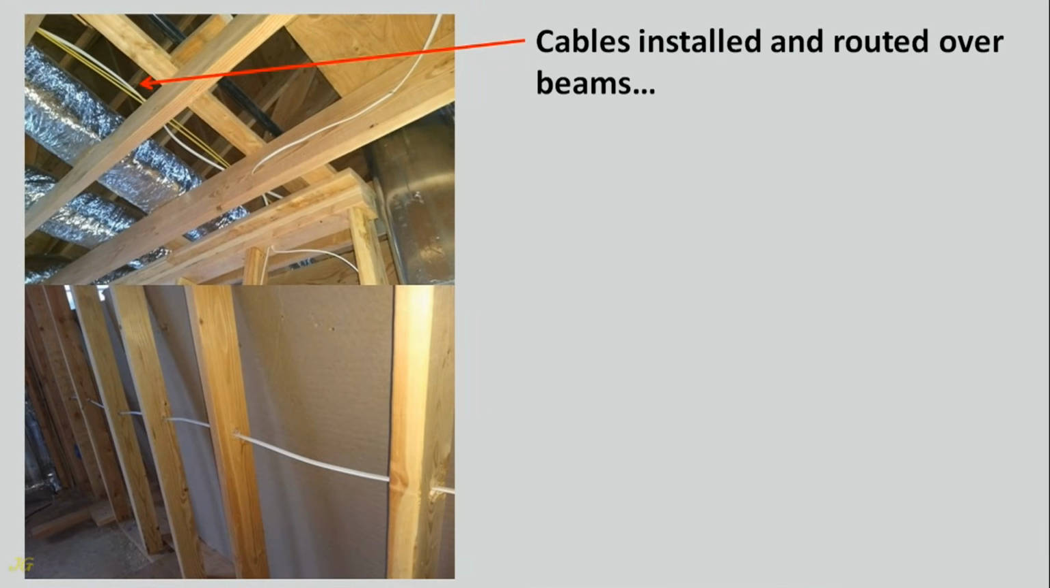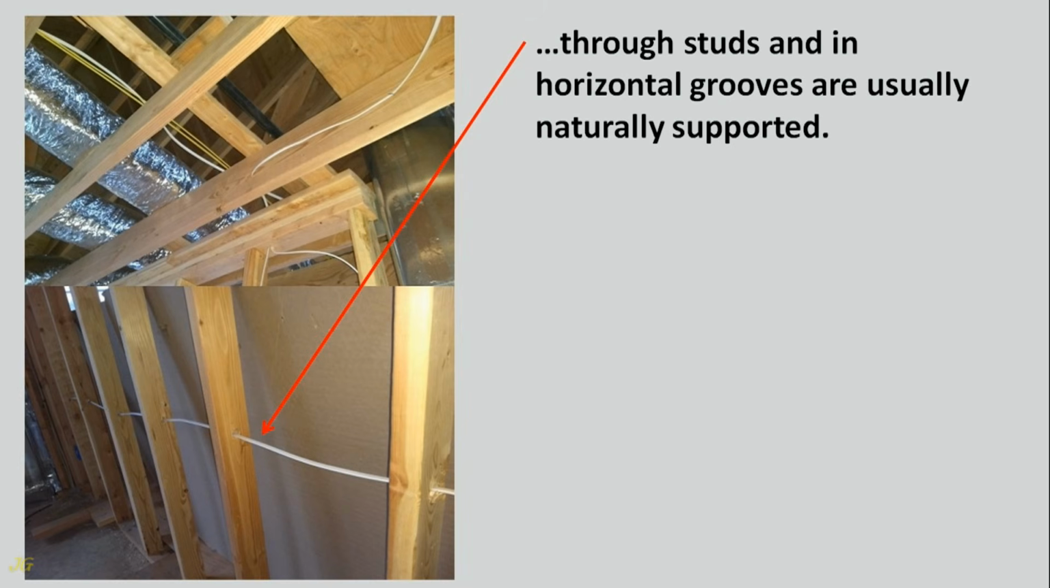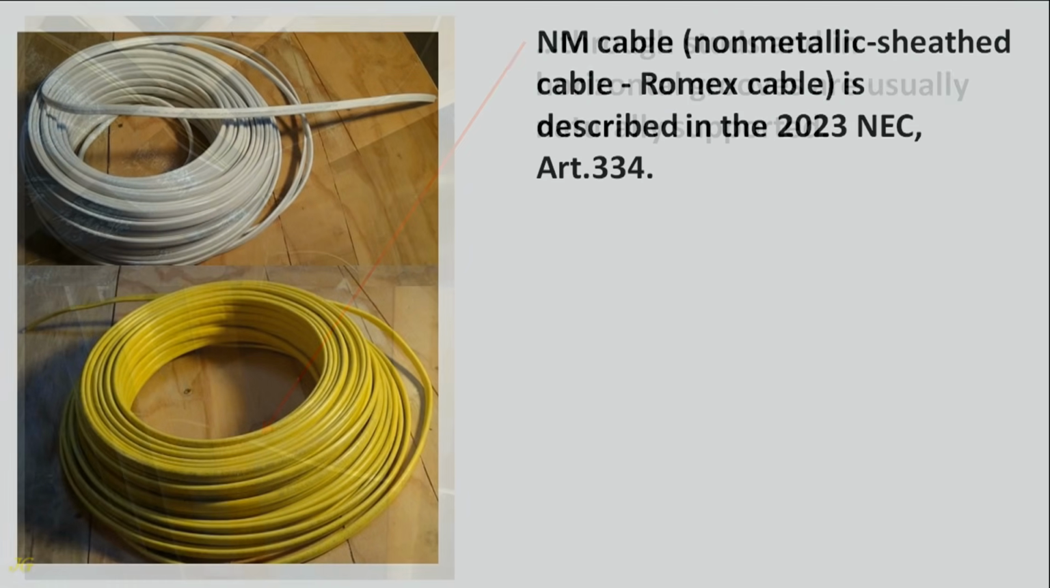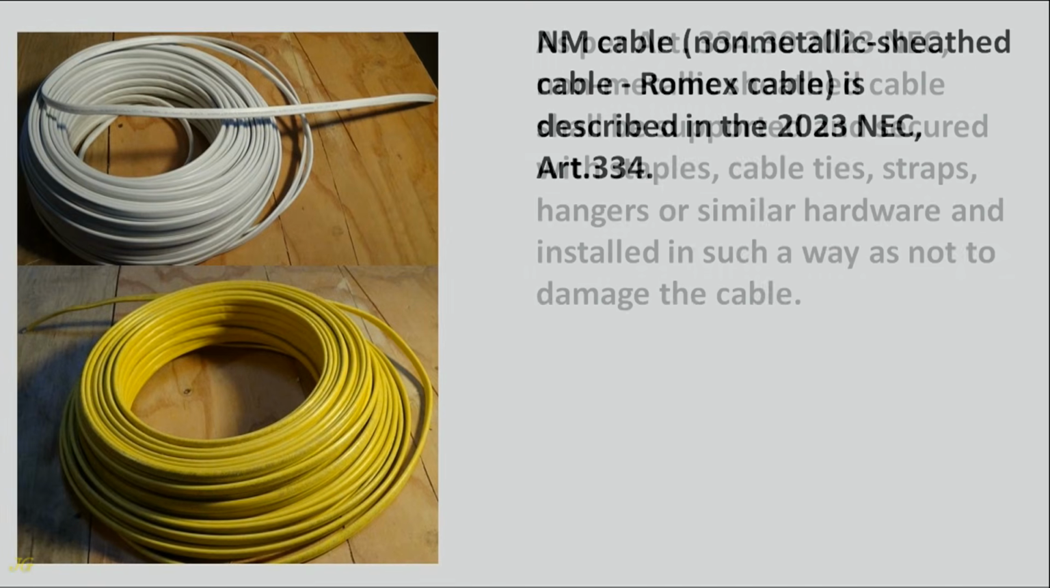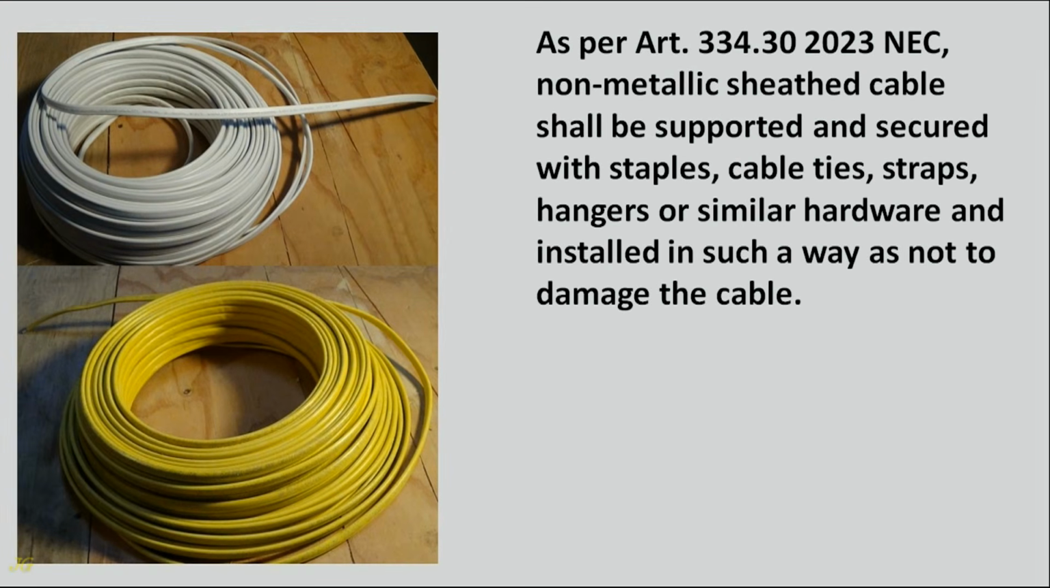Cables installed and routed over beams, through studs and in horizontal grooves are usually naturally supported. NM cable, non-metallic sheathed cable, Romex cable, is described in the 2023 NEC, Article 334. As per Article 334.30 of the 2023 NEC, non-metallic sheathed cable shall be supported and secured with staples, cable ties, straps, hangers or similar hardware and installed in such a way as not to damage the cable.